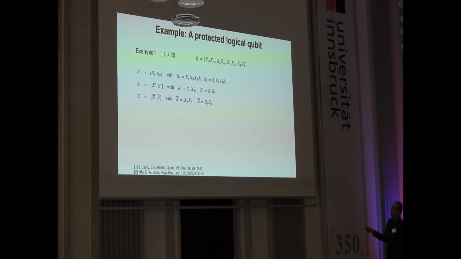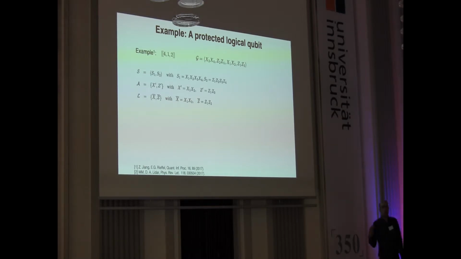As you see, these 2 operators, X bar and Z bar, anti-commute, X prime, Z prime anti-commute. But together, the operators here, everything commutes. So I'm properly defining 2 different logical operators, and I'm encoding them in 4 physical qubits.